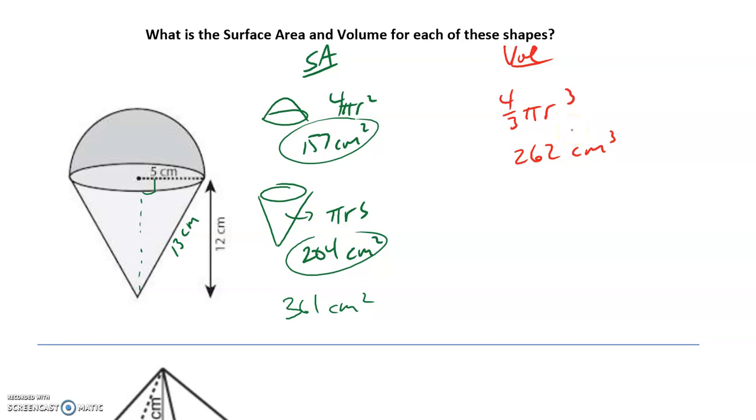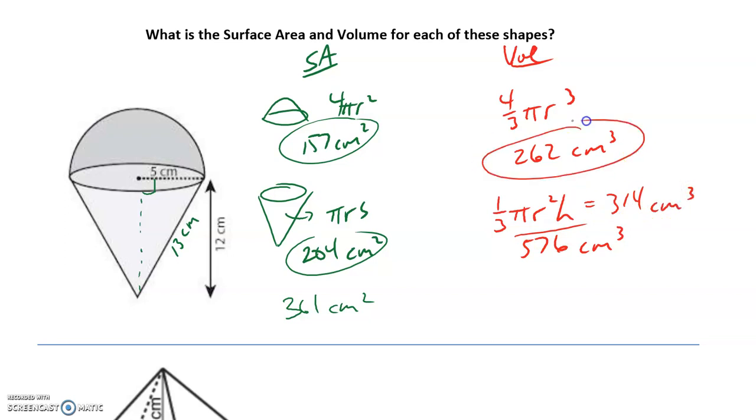And then we can do the cone. The volume of a cone is 1/3 pi r squared times the height. We've got the radius of 5 and the height of 12, and we can find the volume of that, and you should hopefully get about 314 centimeters cubed. Then the 262 and the 314 altogether will hopefully give you a total volume of 576. And hopefully all those numbers work out okay.